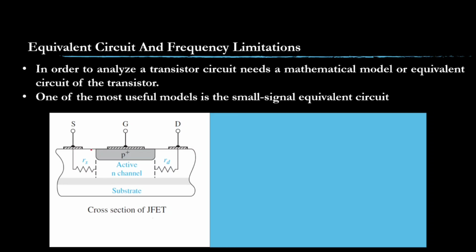We know that when we apply a voltage to the gate, this PN junction is reverse biased. This is an N channel JFET, this is N material and this is P material, so you can see a PN junction over there. Here a depletion region is created, and as we increase the gate voltage, the depletion region will grow into the channel, finally leading to pinch off.